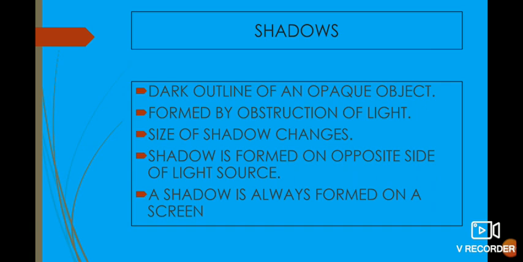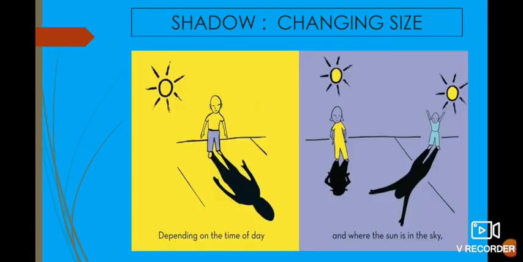Okay. Then, where is this shadow formed? Always the shadow is formed either on the ground or on the wall or some other place, isn't it? So, for a shadow to be formed, you need a screen. If you don't have a screen, shadows are generally not formed. Now, let us see the changing size of the shadow.